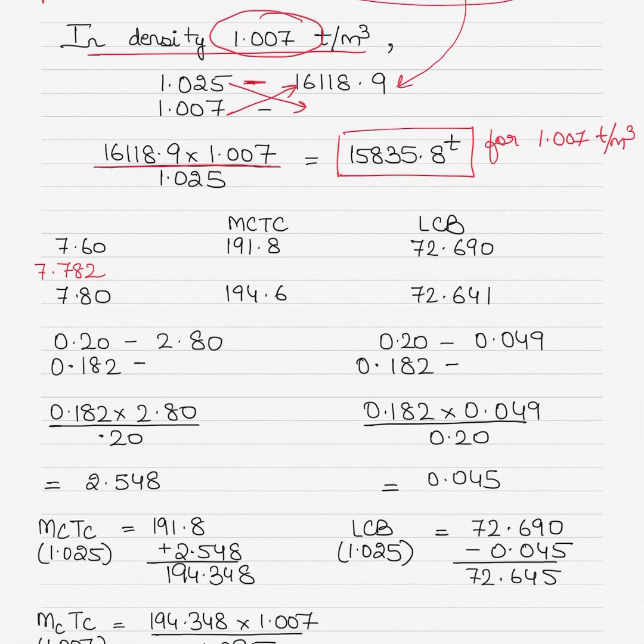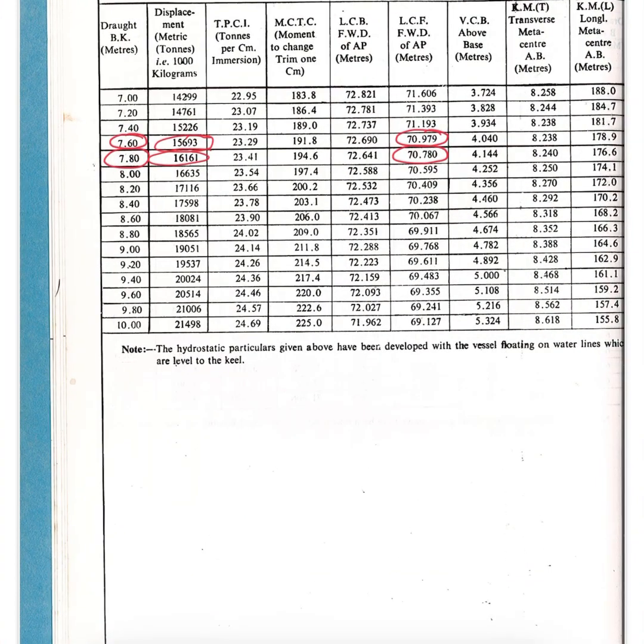Alright, so similarly, as you found out the displacement, you will also find out the values of MCTC and longitudinal center of buoyancy, or LCB, from the hydrostatic tables by carrying out an interpolation. So you go back to the tables, find out the MCTC, moment to change trim by 1 centimeter, and LCB, or longitudinal center of buoyancy. So you find out these two values.